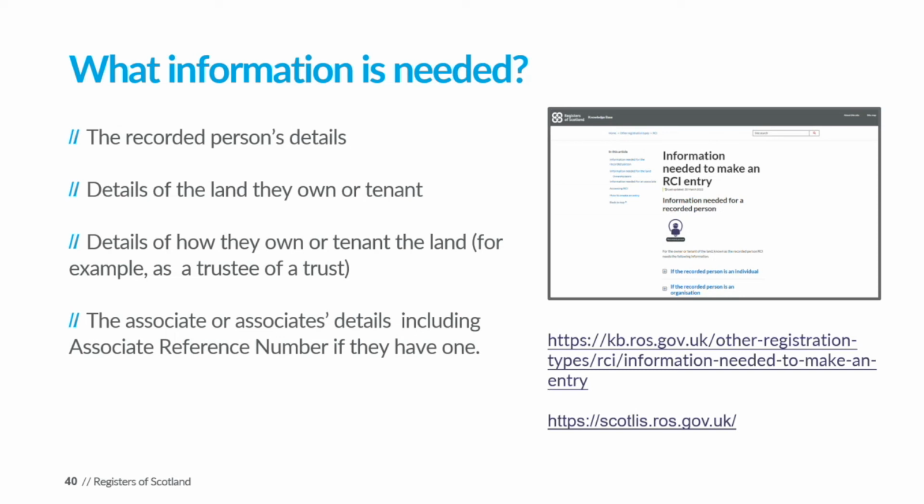Then there's land, whether that's on the land register or one of the registers. For RCI, we're looking for a clear way to identify the land you're registering. This information can be found using our website. There is guidance online about finding and describing land. Then there's ownership. This is the capacity in which the recorded person owns or tenants the land.